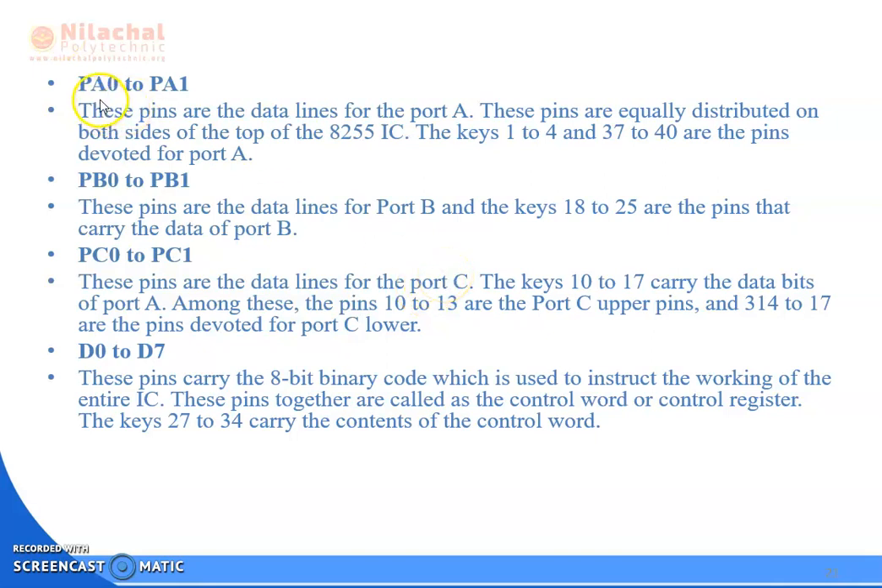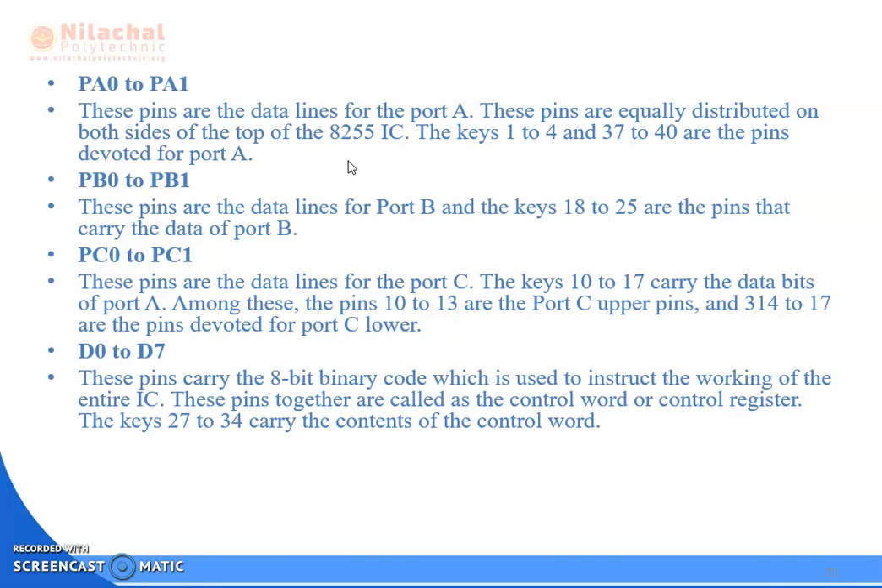So first of all, port A, that is PA0 to PA7. These pins are the data lines for port A. These pins are equally distributed on both sides of the top of the 8255 IC. The pins 1 to 4 and 37 to 40 are the pins devoted for port A.